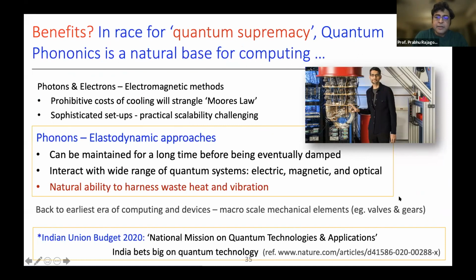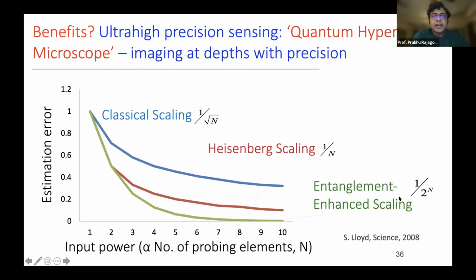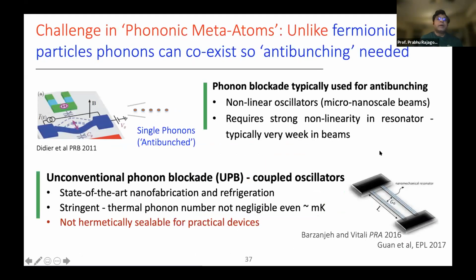On the other hand, something that's more interesting to me is, can we achieve ultra high precision sensing at great depths inside materials? And this is the promise of quantum hypersonics. Can we have entanglement enhanced phononic imaging? Now, where is this connecting back to metamaterials? Because now what we are talking about are meta atoms as such. So far I've spoken about macroscopic metamaterials. Now I'm talking about microscopic and nanoscopic metamaterials, and these are meta atoms.